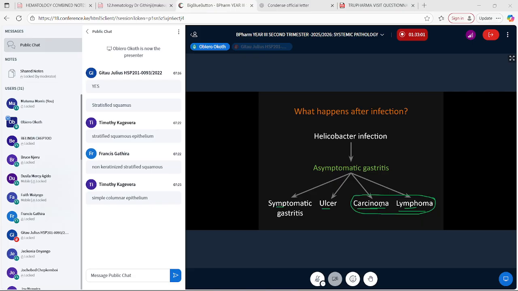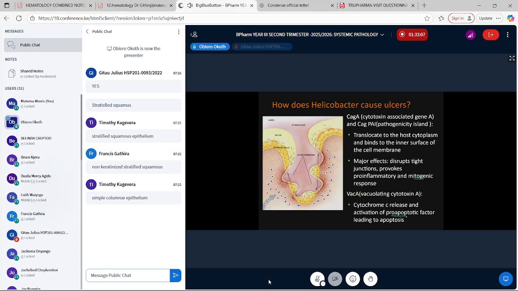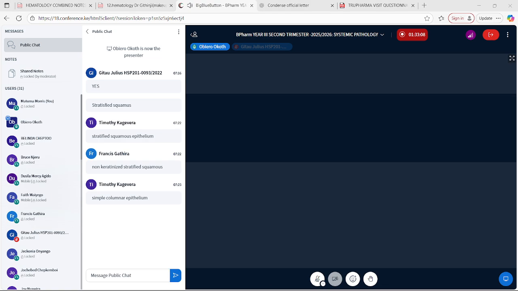Because basically these are just abnormalities in the DNA profile. And cytochrome C is a pro-apoptotic factor. You remember the pathway for apoptosis, the cytochrome C and the caspases. All this now will lead to apoptosis, and you'll have death of the epithelial cells. And when you have death of the epithelial cells, you end up with some atrophy, you end up with some ulceration.